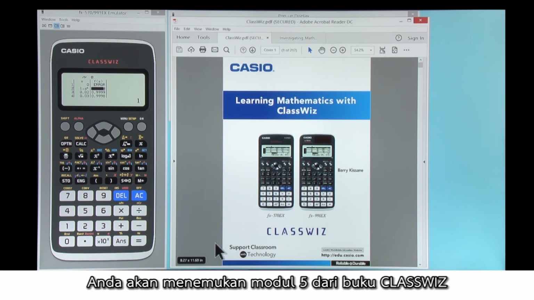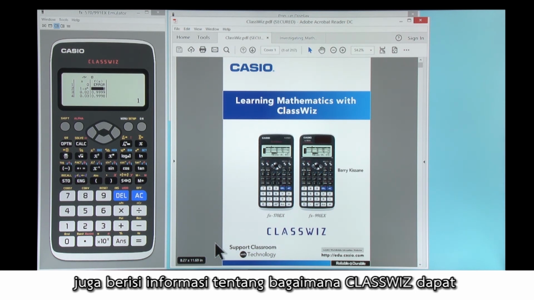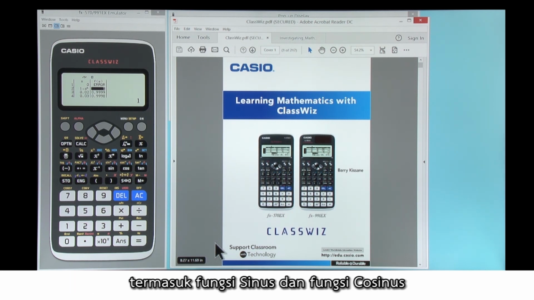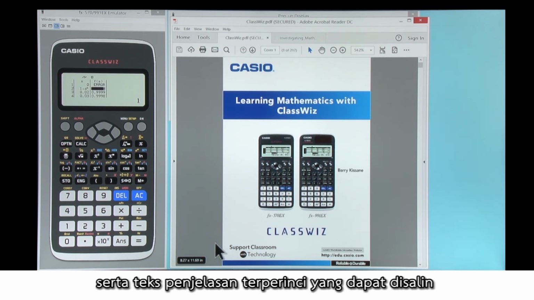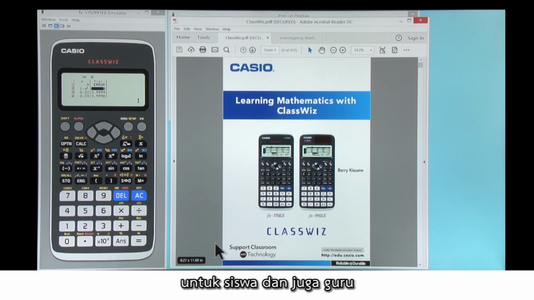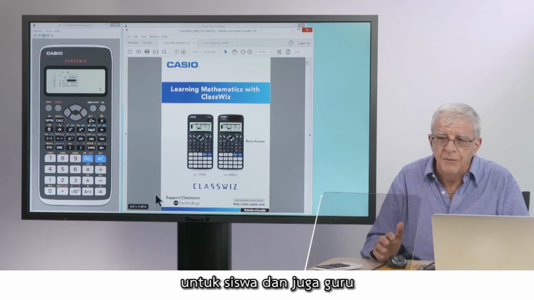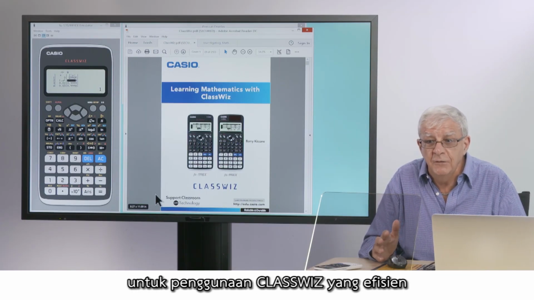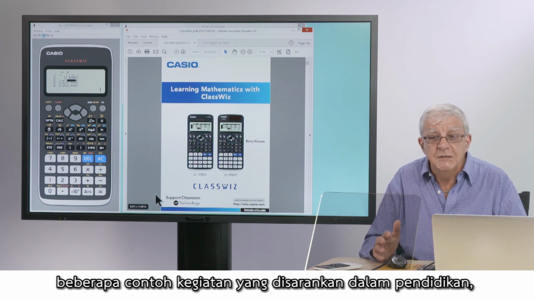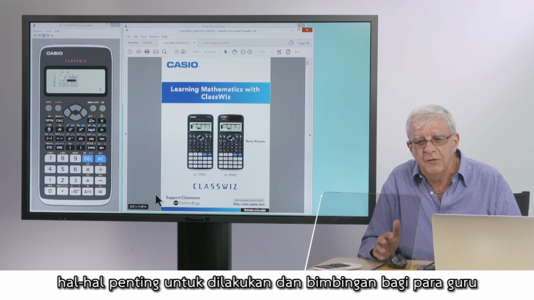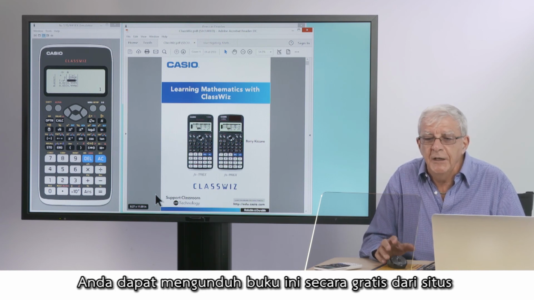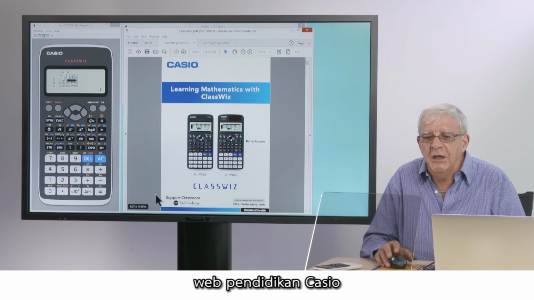You'll find Module 5 of the ClassWiz book also contains information on how ClassWiz can be used to deal with various aspects of trigonometry, including the sine and the cosine functions, as well as detailed explanatory text which can be copied for students as well as teachers. The module includes some exercises to check efficient ClassWiz use, some examples of activities to suggest educationally valuable things to do, and some guidance for teachers. You can download this book freely from the Casio Worldwide Education website.